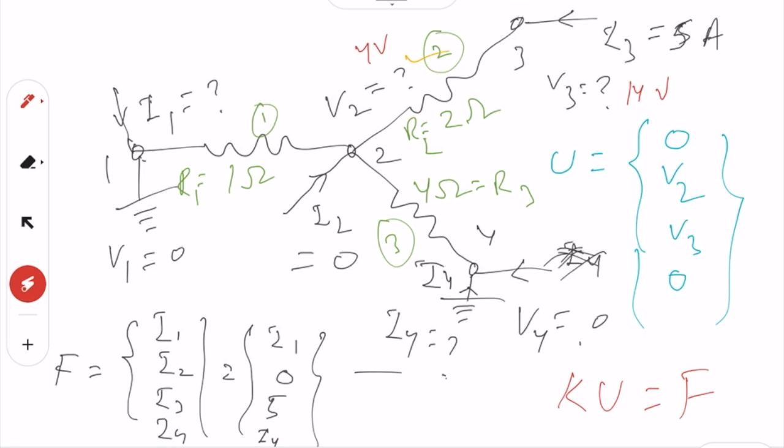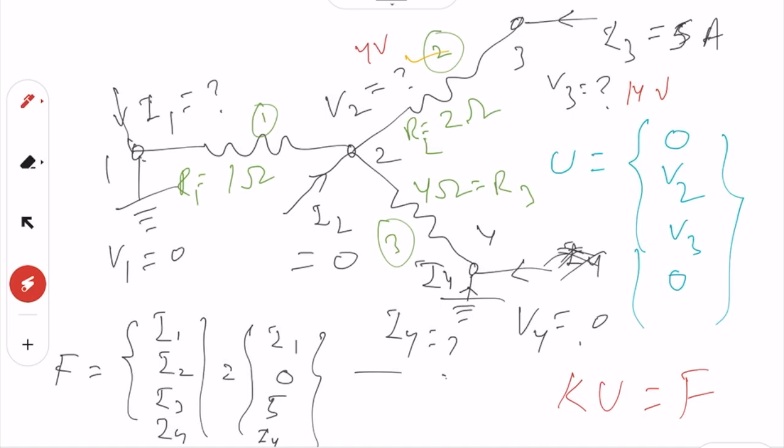Then we have to find out, given this, now we have found out voltage V2, what is the voltage here, and we found out voltage here and here. Accordingly we have to find out all the other currents.